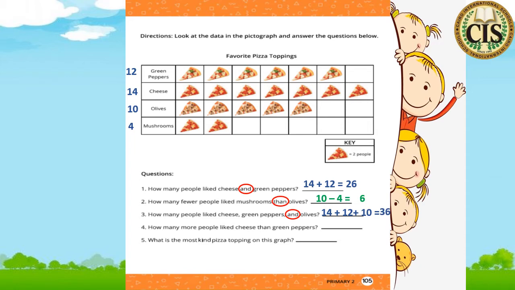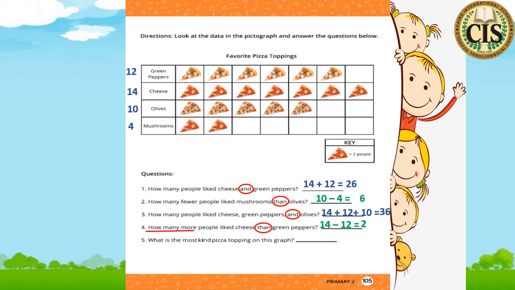Question number 4. How many more people like cheese than green peppers? Here we have the keyword more than. How many more than is a subtraction keyword. So we'll subtract cheese and green peppers. Cheese 14 and green peppers 12. Write the big number first. 14 minus 12 equals 2. Count from small to big. After 12, 13, 14. So we will write 2.